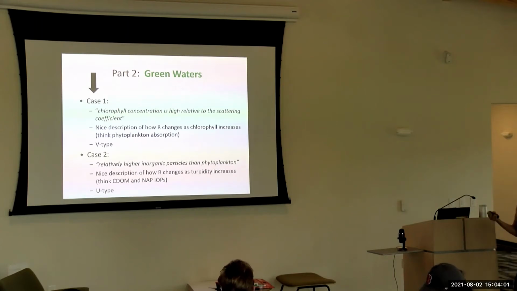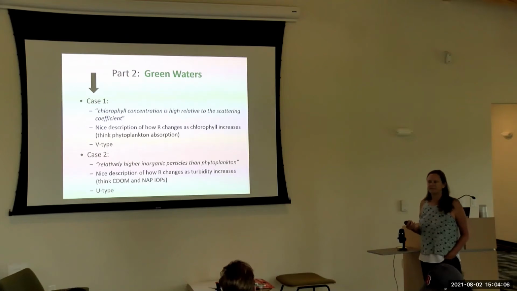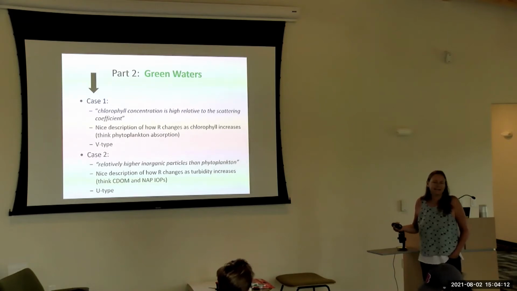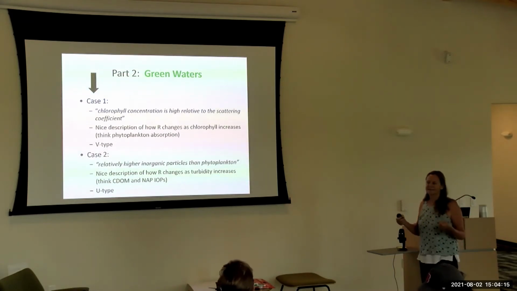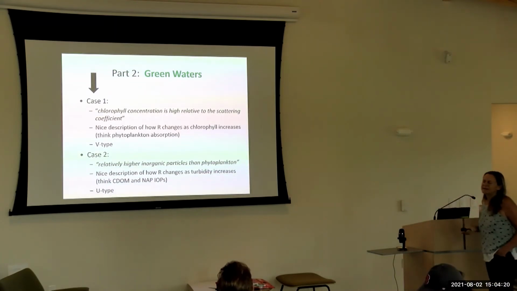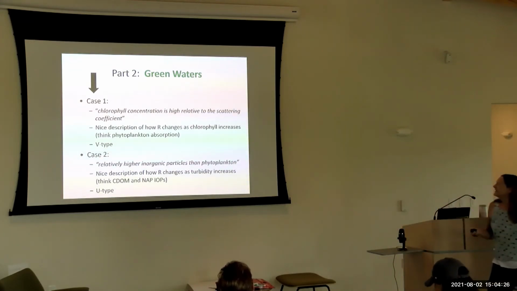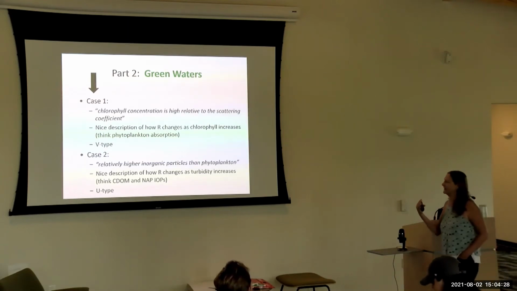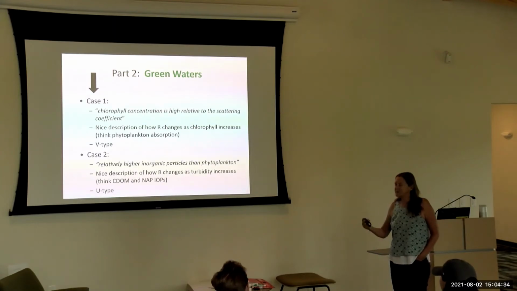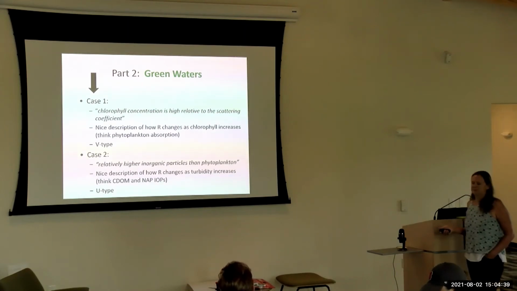Case 2 is, hey, in our other scenario, relatively higher inorganic particles than phytoplankton. Relatively higher. I don't know, factor 2, I don't know how much higher, it's just relatively higher. People hang their entire careers on case 1 and case 2 algorithms. I'm serious. That's ridiculous. Like, I don't know, more particles. When it doesn't work, it's probably case 2. Okay, so they have this really nice description of how R changes as you increase turbidity. And when you increase turbidity, you also have to think about CDOM and non-algal particles in your IOP. So there's absorption in there too. It's not just backscattering. And they call these the U-type.